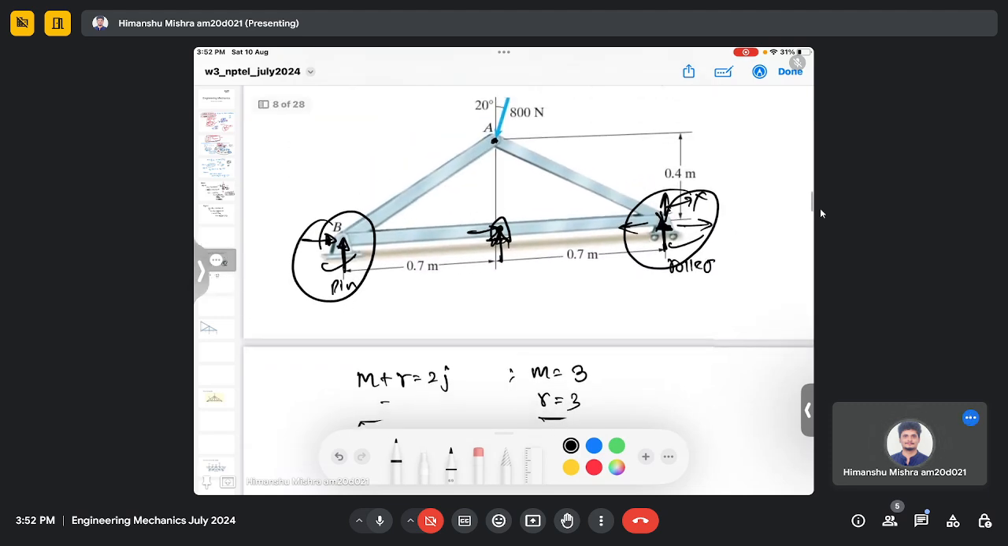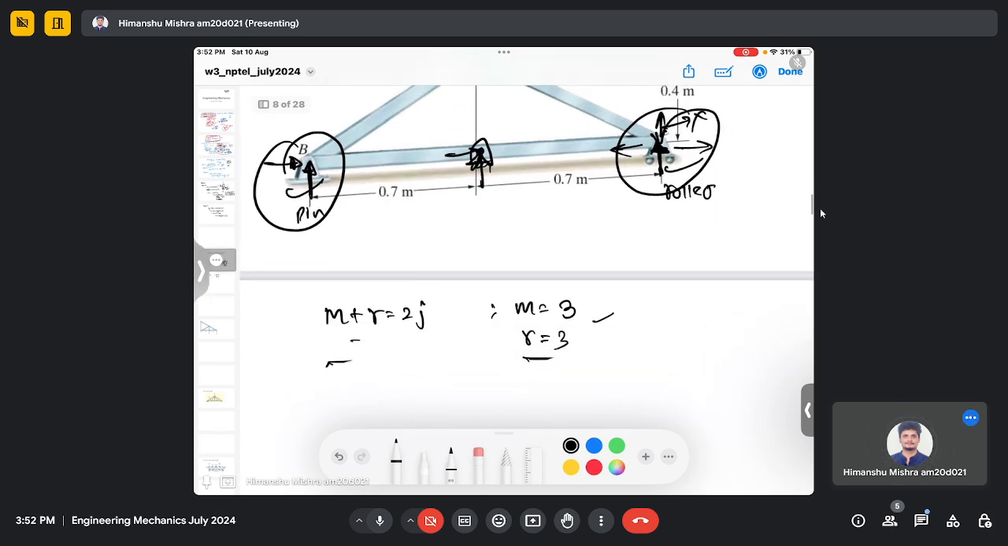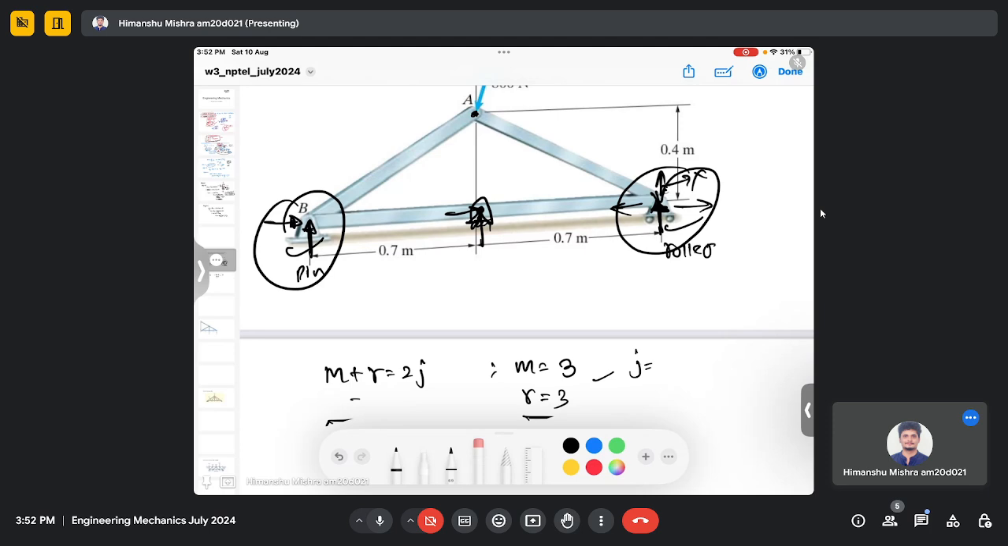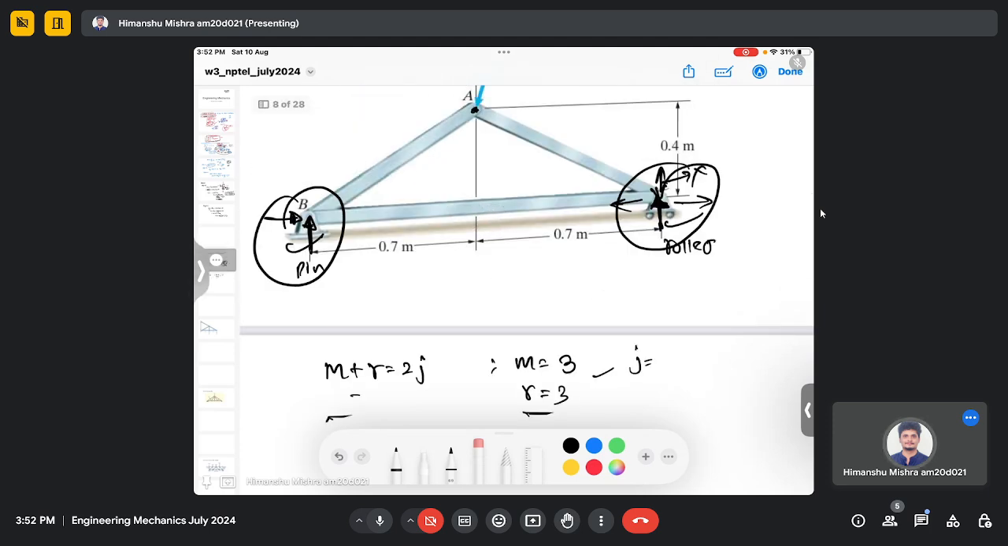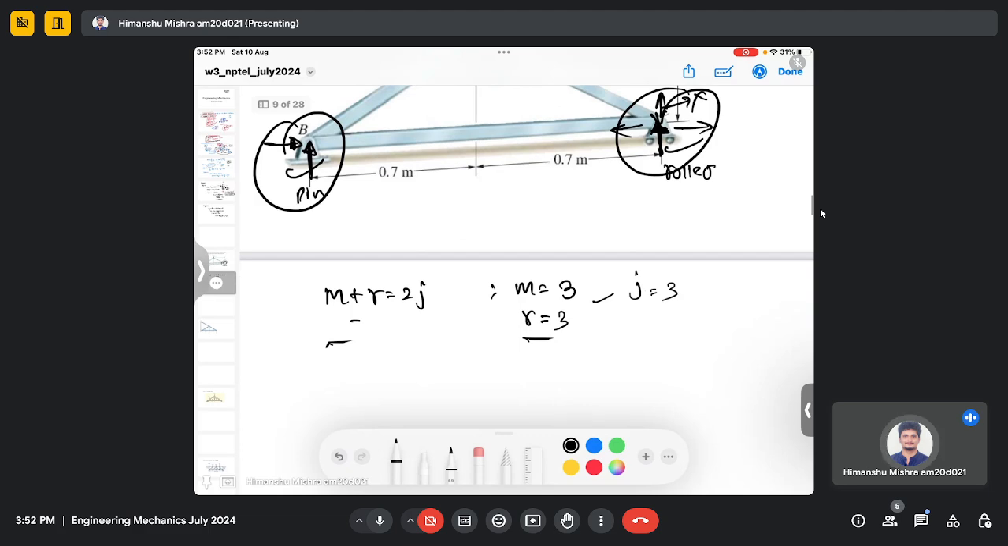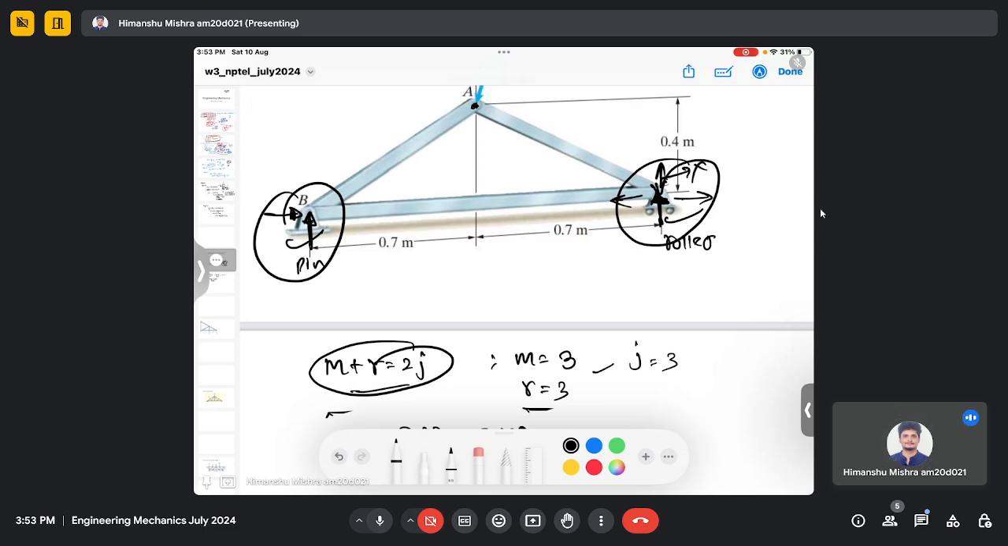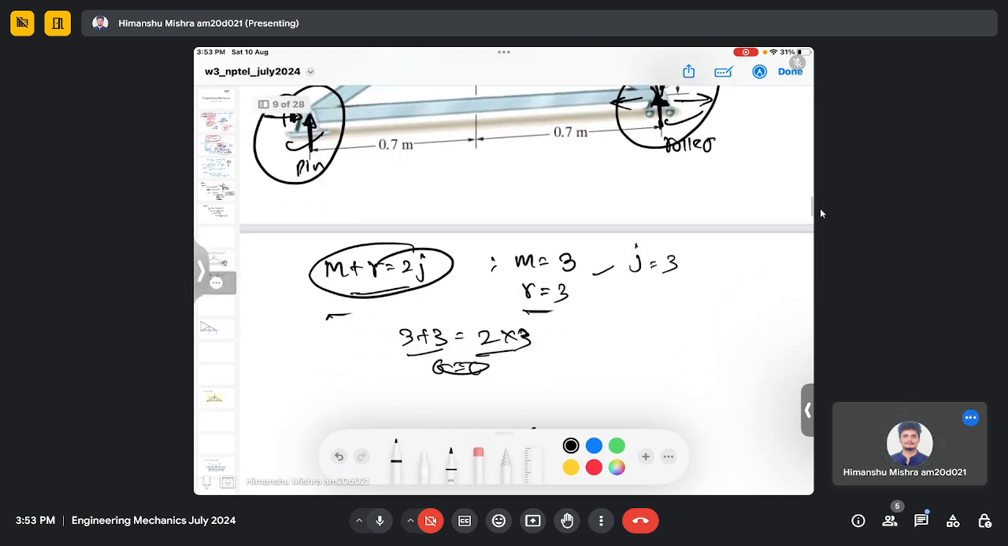So let's consider, here we have m equals 3, r equals 3, and j is 3. You can see that it satisfies this equation, because 3 plus 3 equals 2 multiplied by 3, which is 6, balancing the LHS and RHS. So this truss satisfies the equation, and you can easily use the equilibrium equations to calculate the force in each member of the truss.